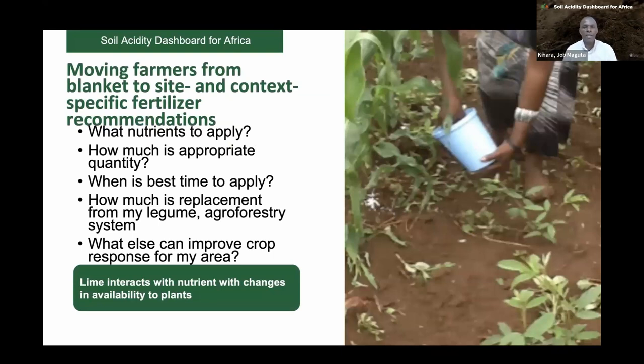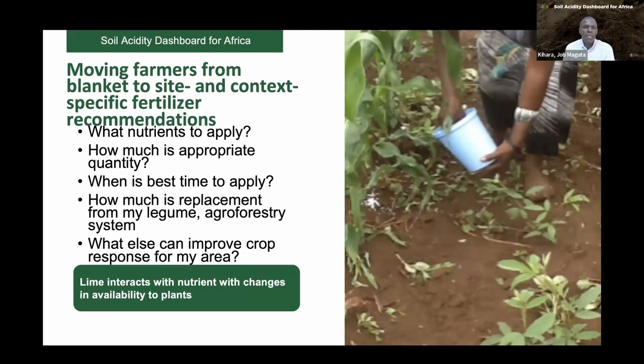And farmers are asking several questions. They are asking, for their production under their contexts, what nutrients should they apply? How much is really the appropriate quantity? When is the best time to apply? How much is a replacement if there are other sources of nutrients? And what else can improve their crop response in their areas? So these are the type of questions that the farmers would be asking.